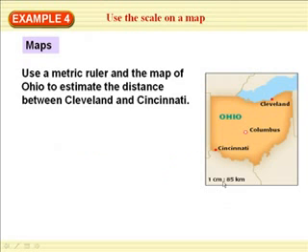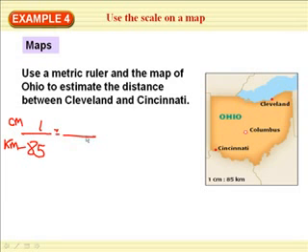So example number 4, use the scale on a map. Use a metric ruler and the map of Ohio to estimate the distance between Cleveland and Cincinnati. So this is what I was telling you about the scale. If you measure the distance between the two, use a metric ruler on the map. The scale says 1 centimeter equals 85 kilometers. So how many centimeters is it from Cleveland, right here, to Cincinnati, right here? So we would measure from there to there with our ruler.